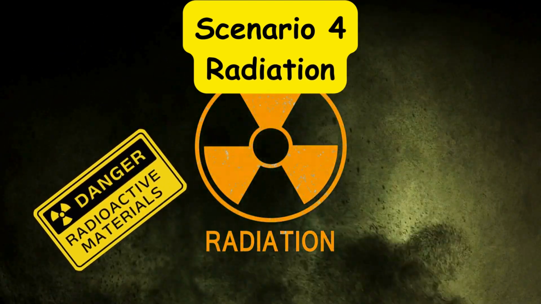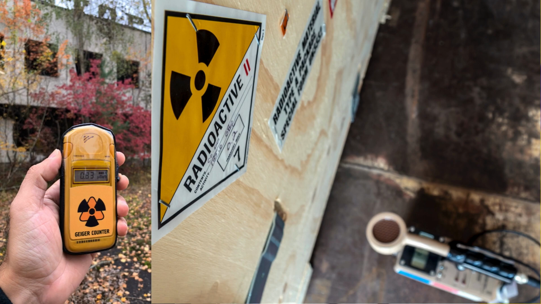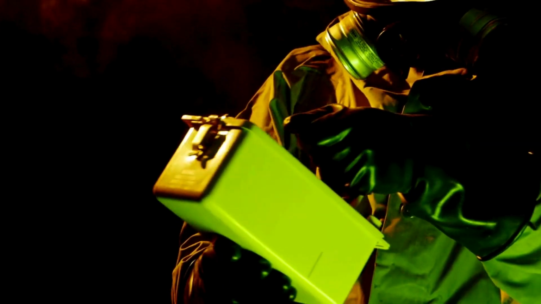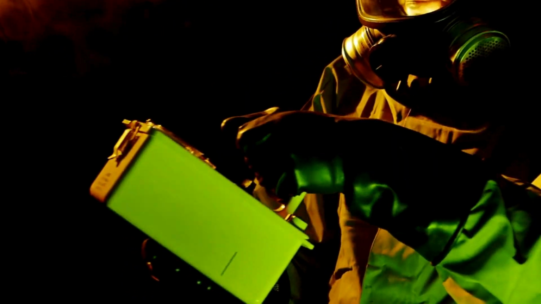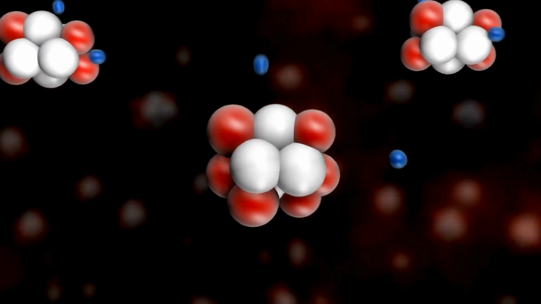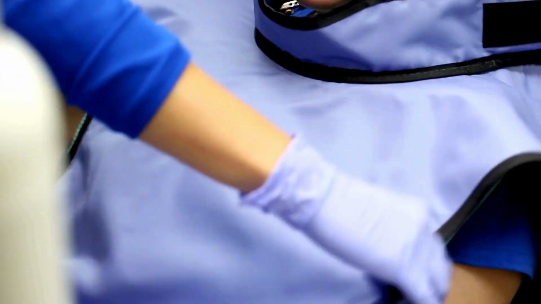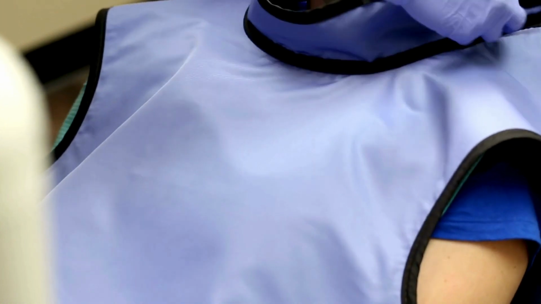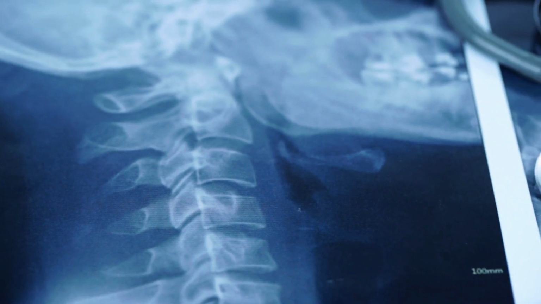Scenario 4. Radiation. If you use a Geiger counter near a radioactive source, the clicks are louder. As you retreat, the clicks become fainter. That is inverse square law at work. Be it X-rays, gamma rays, or any type of radiation, the further you are from the source, the weaker the impact. Doctors carefully control the distance between the patient and the X-ray source to ensure accurate and safe imaging.